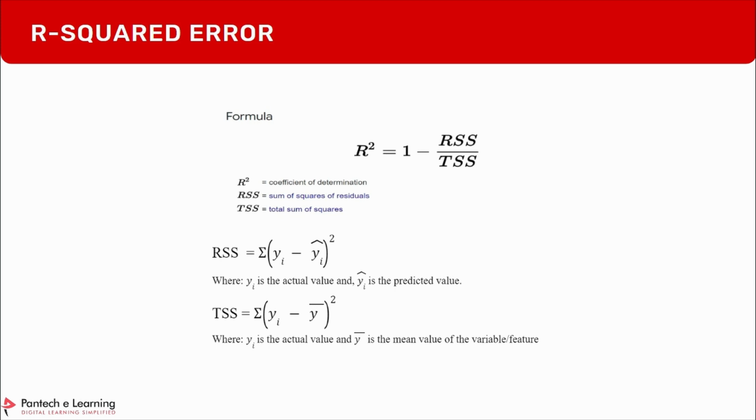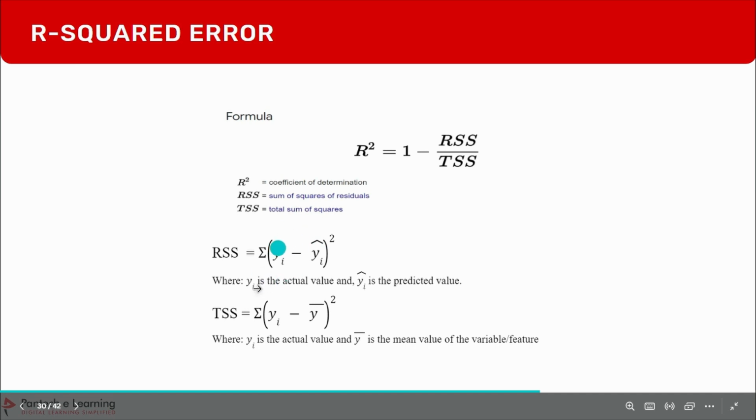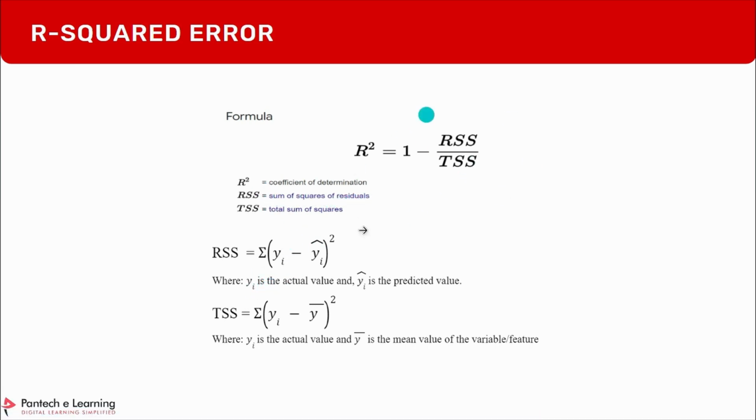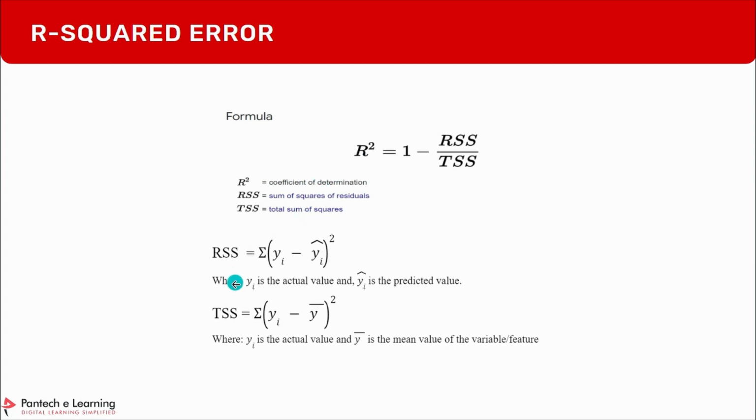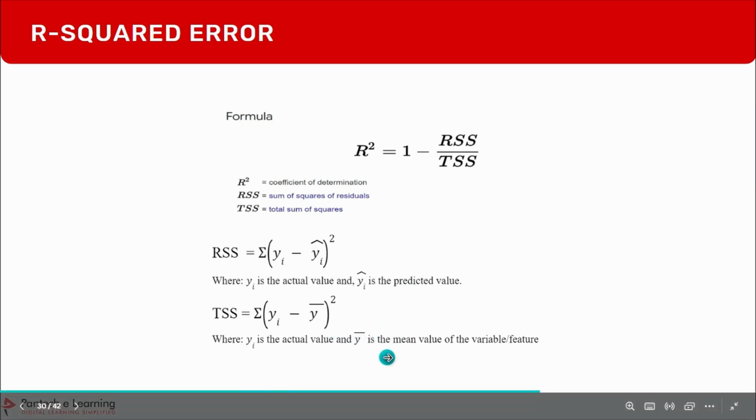You know what regression is and how we calculate the error, right? In linear regression we have a straight line. What is the difference between your original and predicted value? That is what is given here, and then the sum of squares of that. We divide it by the total sum of squares, which is (yi minus y bar) the whole square, where y bar is the mean value of that variable. So if you apply this formula, you will get your R squared value. Y is the actual value, y hat is the predicted value, and y bar is the mean value.